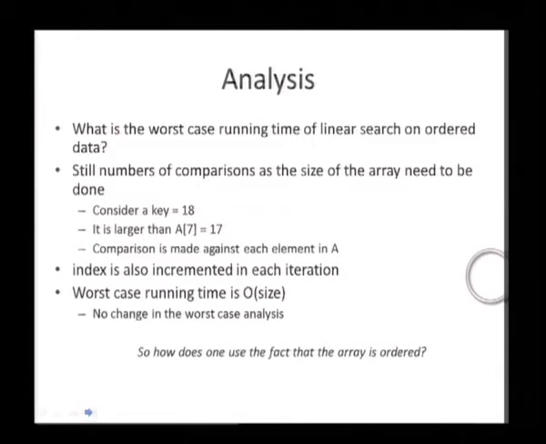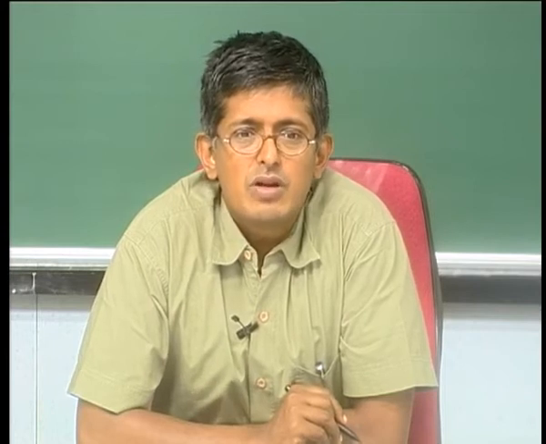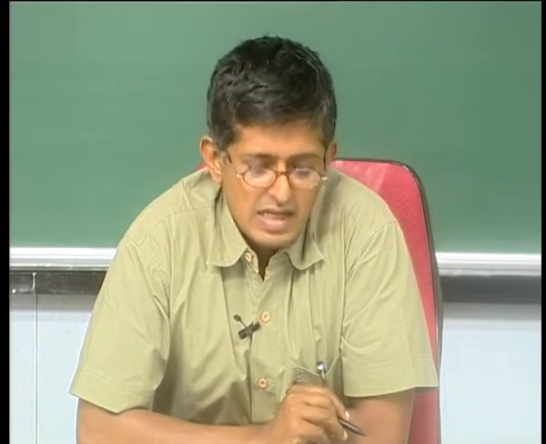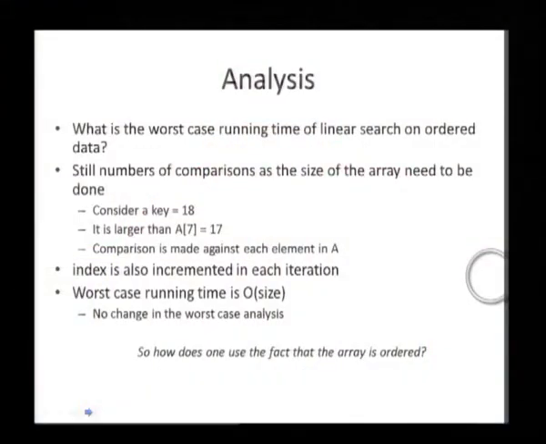Therefore, an execution of linear search to look for 18 in the array will compare 18 with each of the 8 elements which are present in the array, and it is the same for loop as we have seen in the previous slide. Therefore, there is an arithmetic operation in every iteration in the worst case, and there is also a comparison that happens in the worst case. Therefore, in the worst case, the running time is the order of the number of elements in the array. Therefore, there is really no change in the worst case analysis. Therefore, how does one use the fact that the array is ordered to get better algorithms? Is it possible at all?